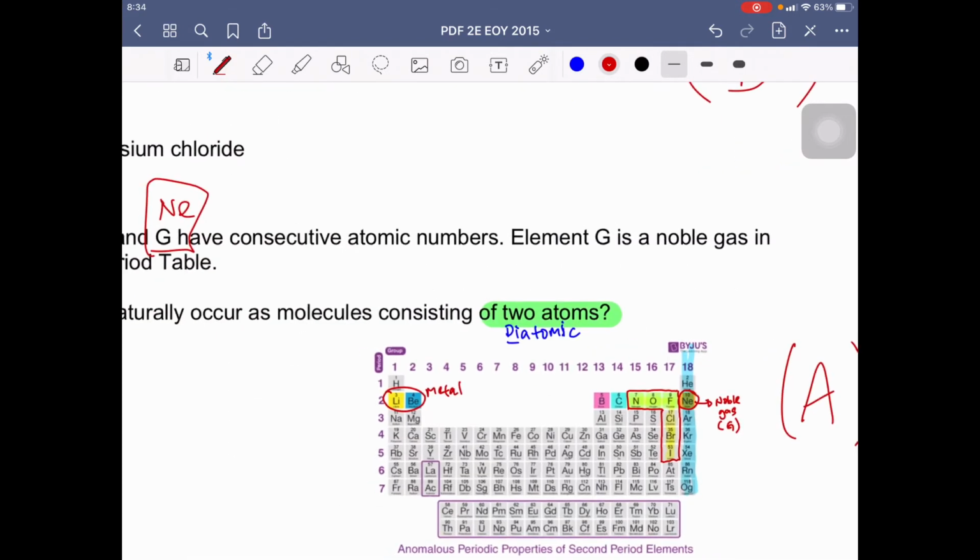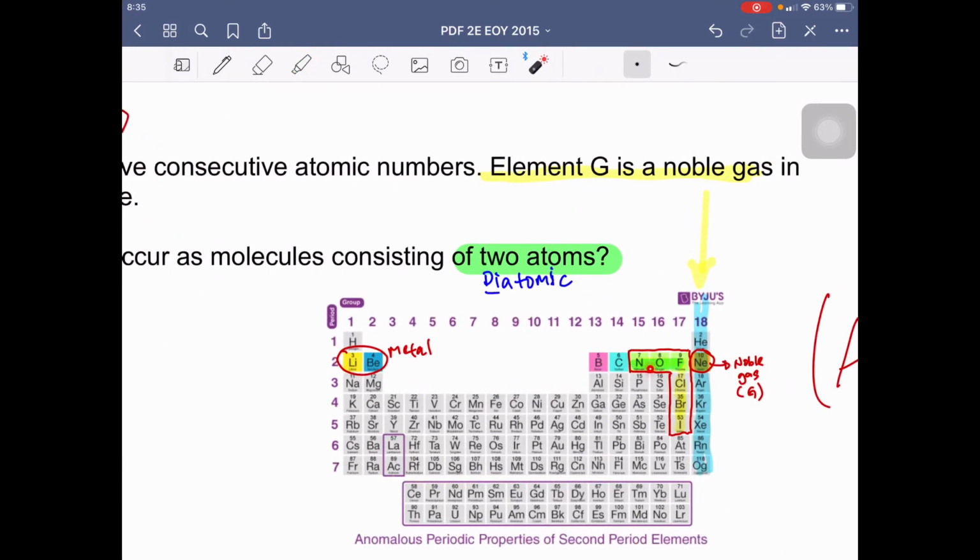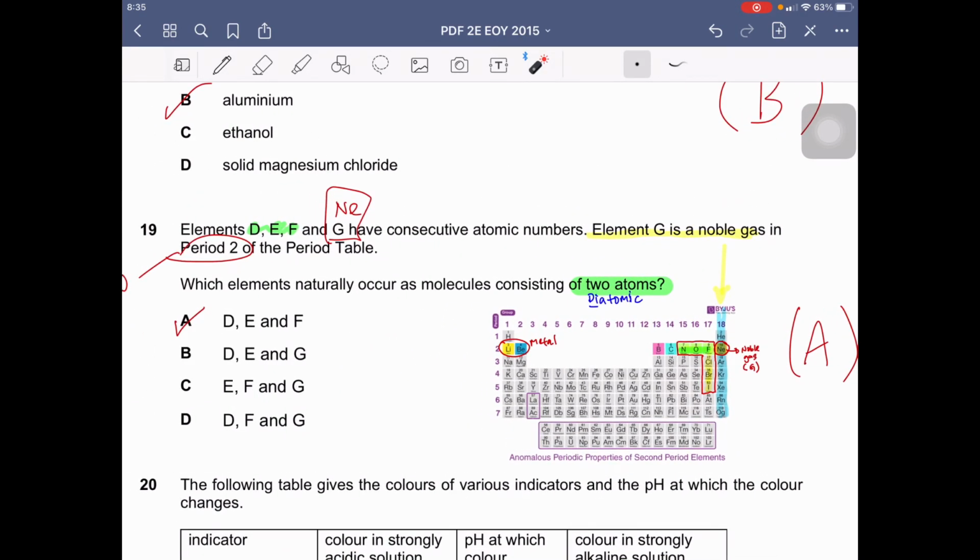Now again, you might be wondering, how are you able to know that? Actually, for this question, if you know that element G is a noble gas, it is in this last column, then the rest of the options, which are D, E, and F, must be over here. These 3 elements happen to be in this group, and they happen to be diatomic. So that's how you can get the answer very quickly. Because you eliminated G, you are left with only D, E, F. So that's the answer for this question.